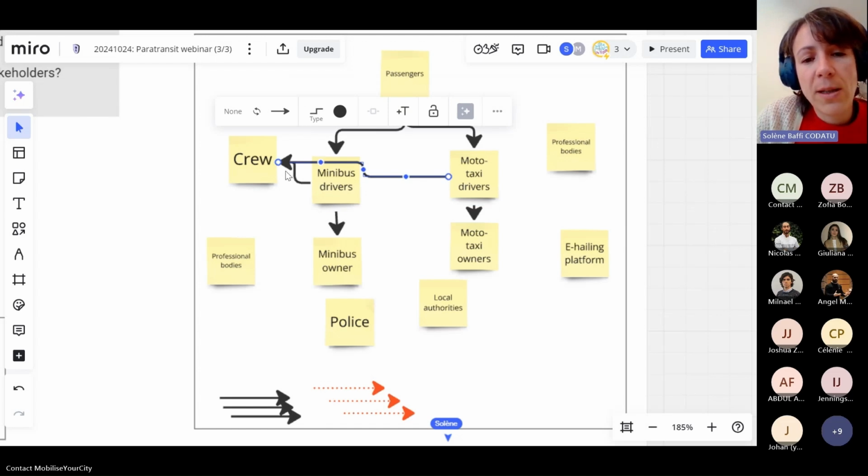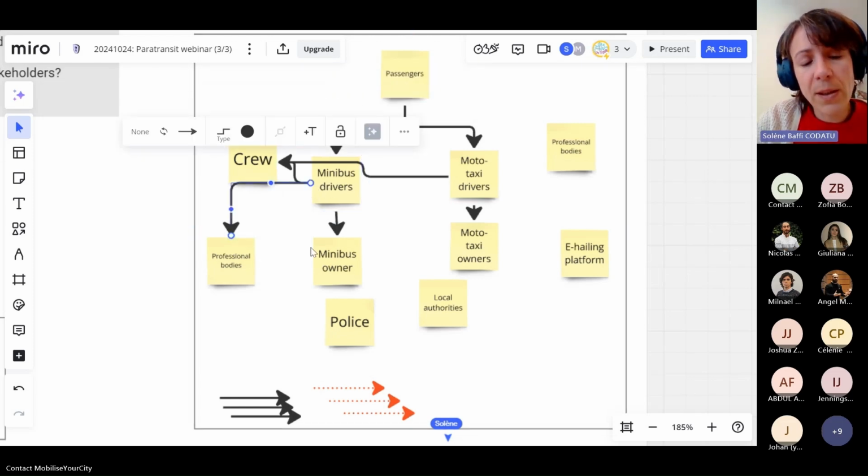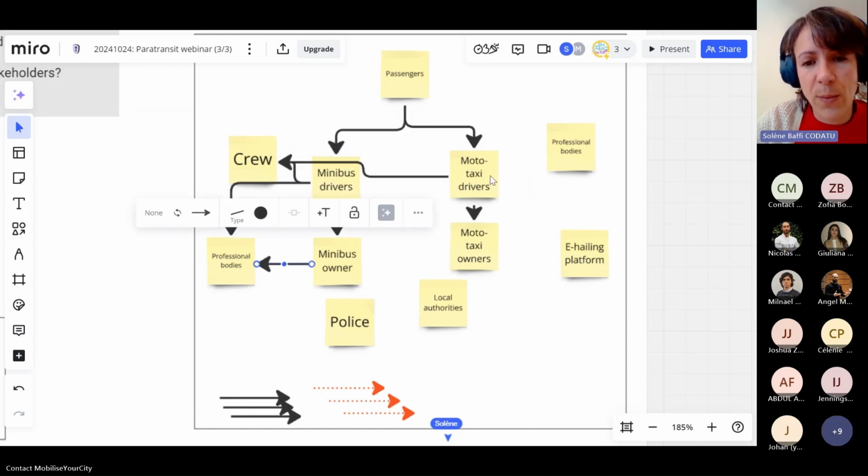Then we have another type of interesting stakeholder that is quite specific as well to the paratransit sector, which are the professional bodies. These bodies tend to represent either the drivers or the owners of the vehicle, depending on the context. In some cities, they also represent both. And they also ask the operators to contribute to the functioning of the body itself, which means that we also have another type of interaction between the professional bodies and the operators, meaning that the drivers tend, and sometimes the owners, pay directly a membership fee to the professional bodies. So this is also another type of connection that we have.